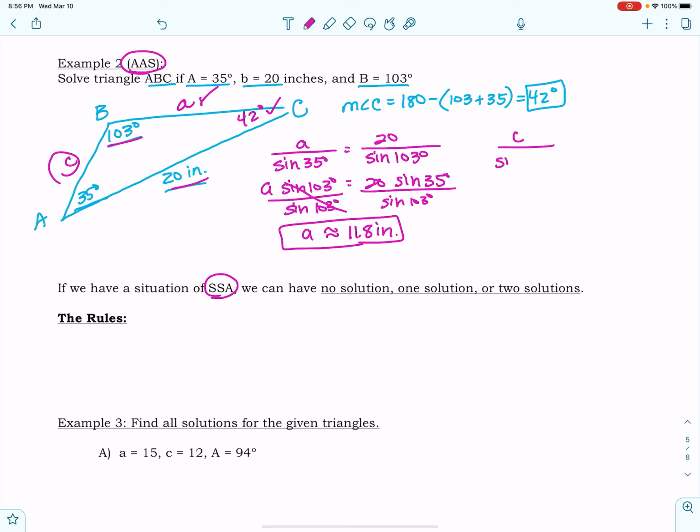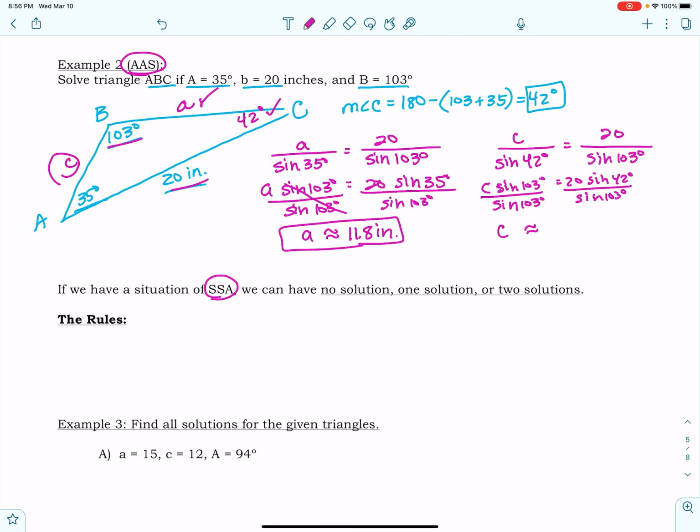So side C over sine of 42 degrees equals 20 over the sine of 103. So I'm going to cross multiply. Going to divide by sine of 103. And then, of course, I'm going to put this into my calculator. Again, don't forget your parentheses here. It will screw up the problem. And we get 13.7 inches.